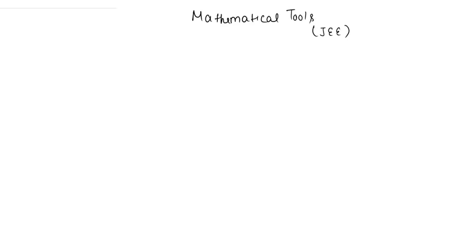So the first topic that I'm going to discuss is that of functions. So what exactly is a function? A function is a relationship. We say that a function is a relationship that relates terms that are independent, or we can say dependent. So it is a relationship between terms.